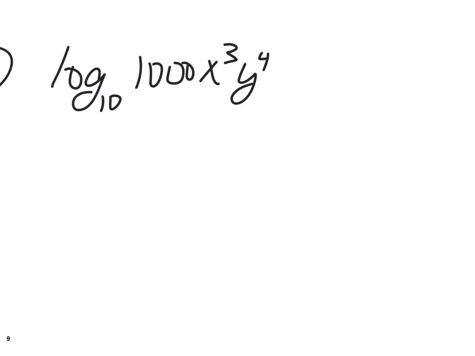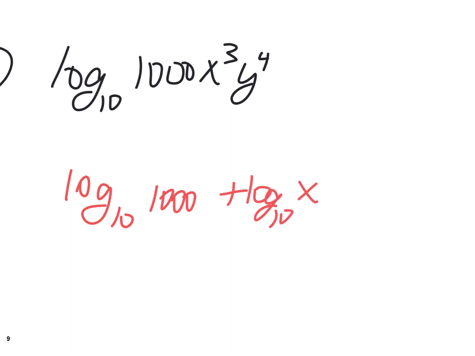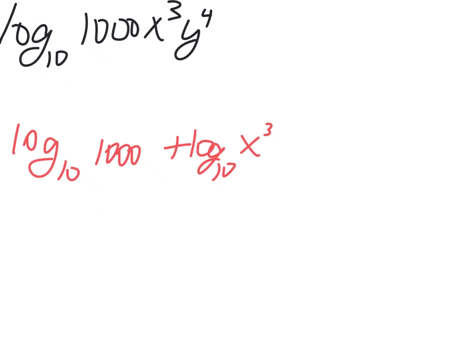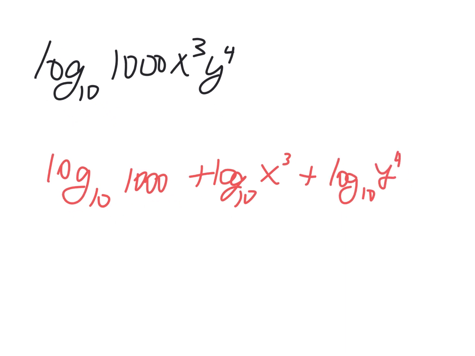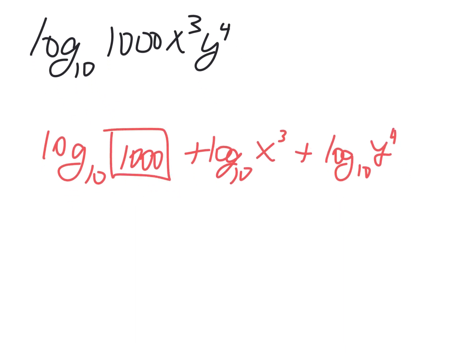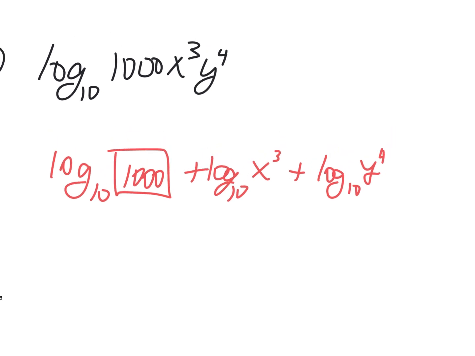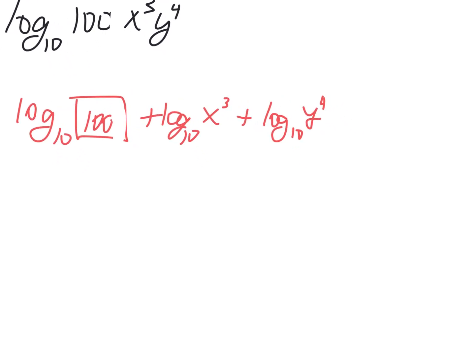So then, log base 10 of 1,000. Later I'll make it better. Plus log base 10 of x to the third. I'll fix the power of 3 later. Plus log base 10 of y to the 4th. And now you look back at your arguments and go, could I make that any simpler? Yes, I can. Oh, it's 100, not 1,000? Okay, thank you. It's all right. No big deal.